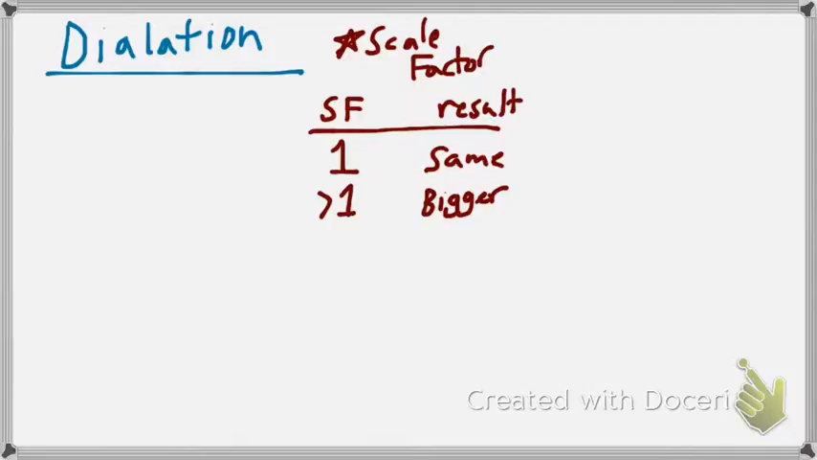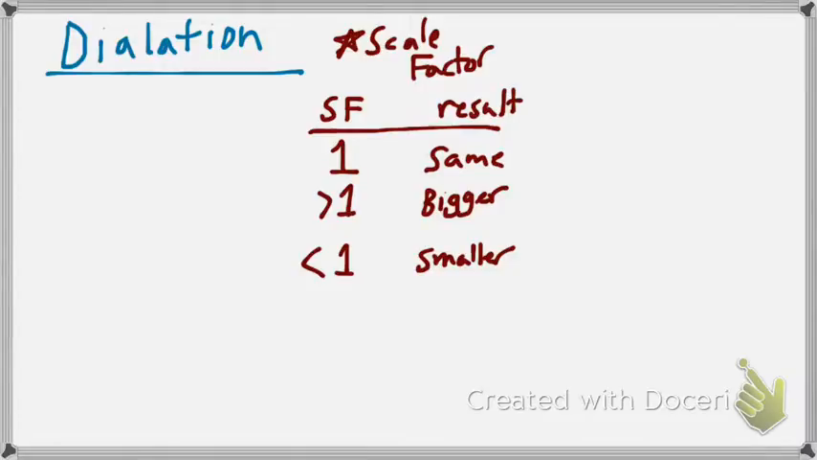If it's less than 1, it's going to get smaller. These scale factors are going to be fractions, things like 1/2 or 0.5. A quarter of the size would be 1/4 or 0.25. And we'll multiply each of the points by that decimal or that fraction.